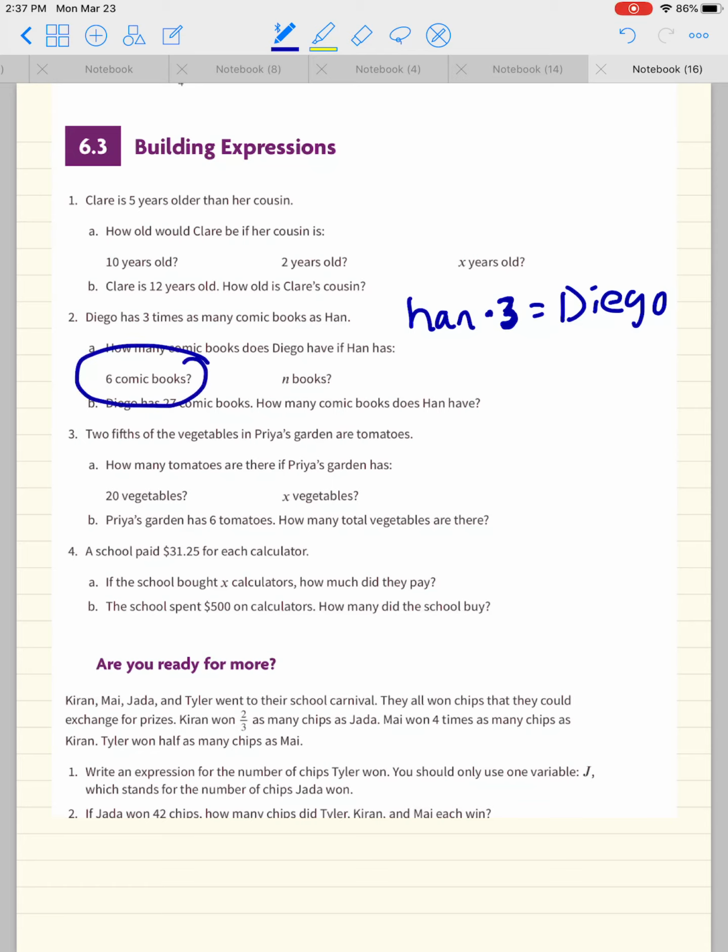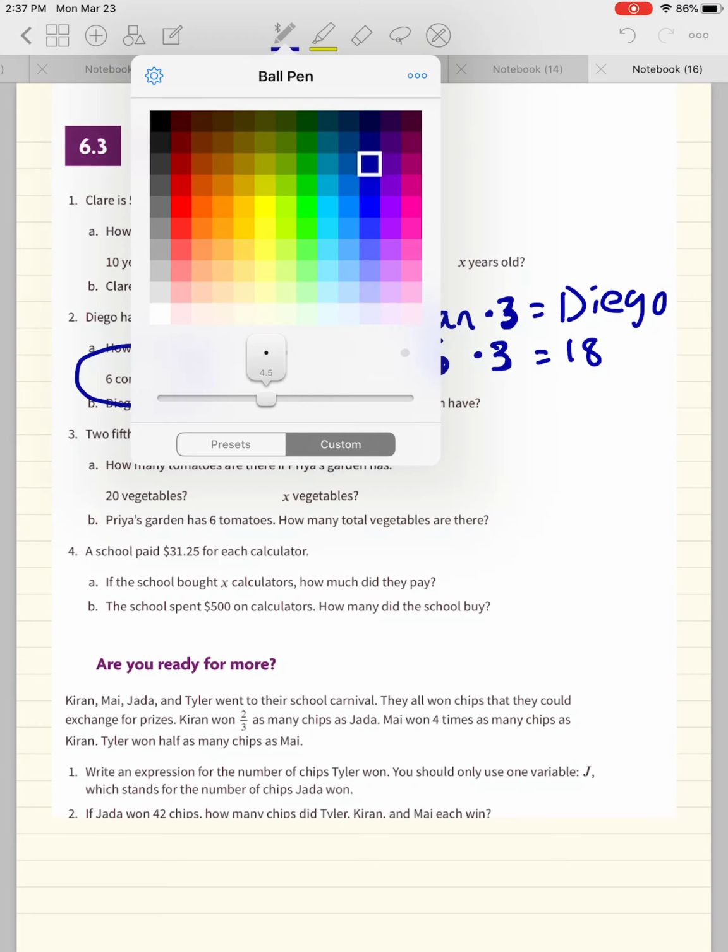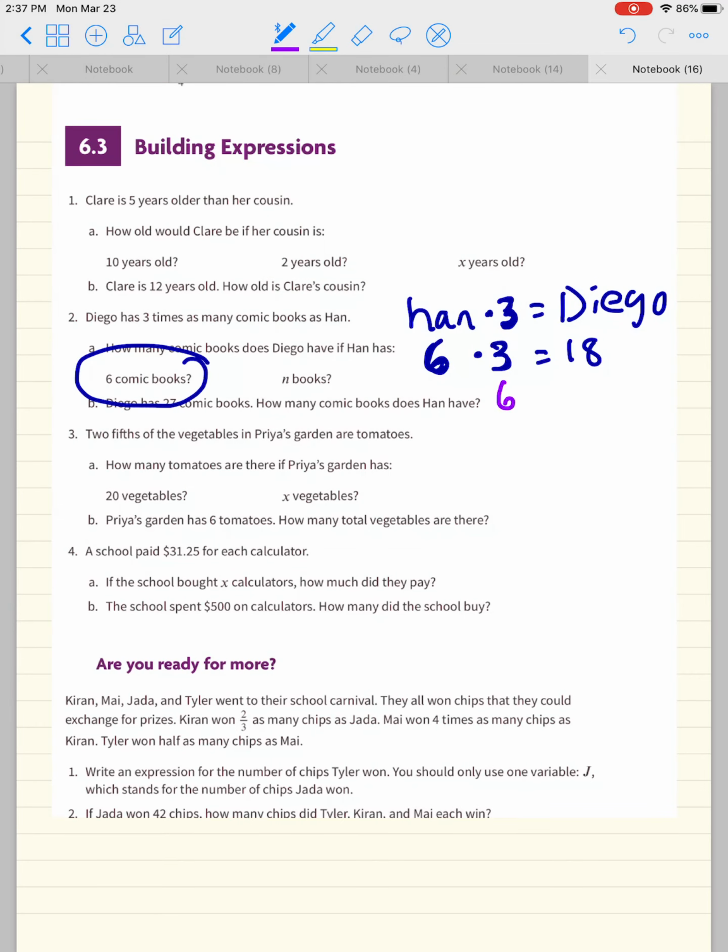So if Han has 6 books, we know that Diego has 3 times that amount. So we're going to do 6 times 3, which is 18. Okay, now for n books, just like the one above, we know that 6 times n is just equal to 6 times n, or 6n.